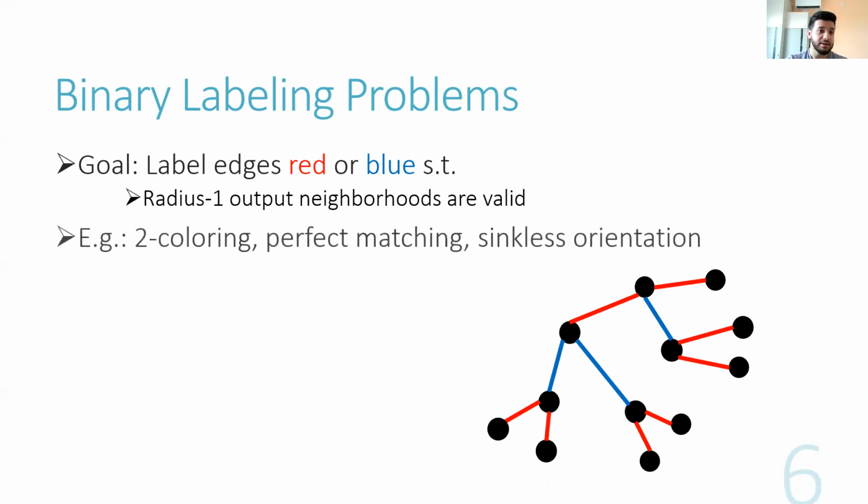But before that, some examples of binary labeling problems include two coloring, perfect matching, and sinkless orientation. Now, you might think it odd because two coloring, for example, is a vertex labeling problem. So how can I represent it using labeling edges with colors? I'll elaborate on that later.